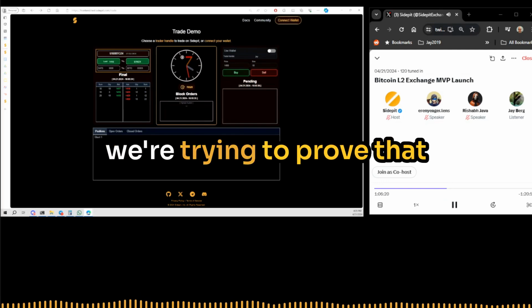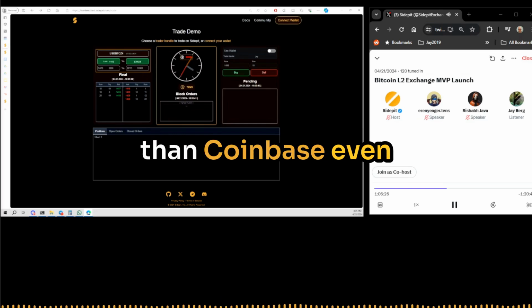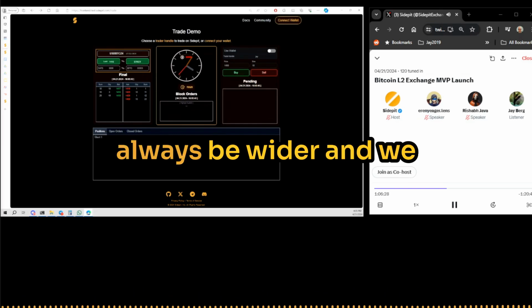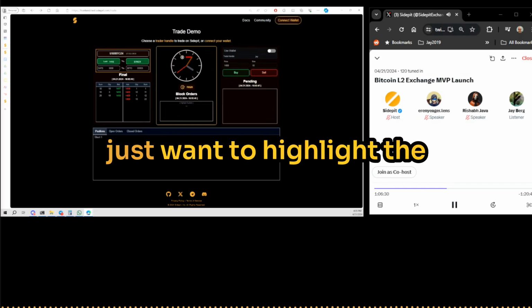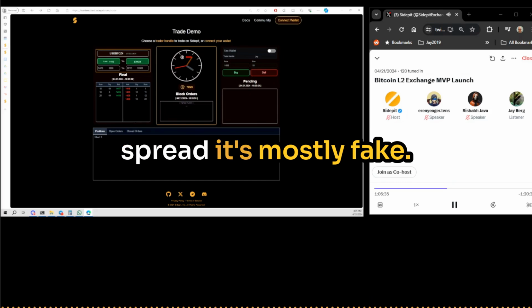And we're doing this because we're trying to prove that our exchange will have better fills on average than Coinbase, even though our spreads will always be wider. And we just want to highlight the fact that when you look at and you see a Coinbase spread, it's mostly fake.